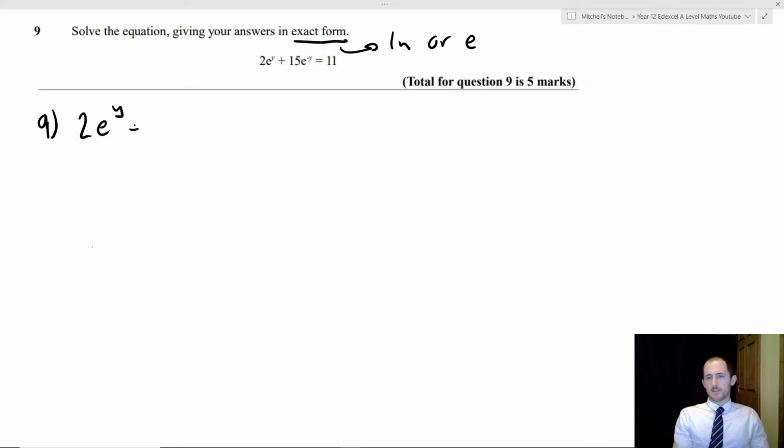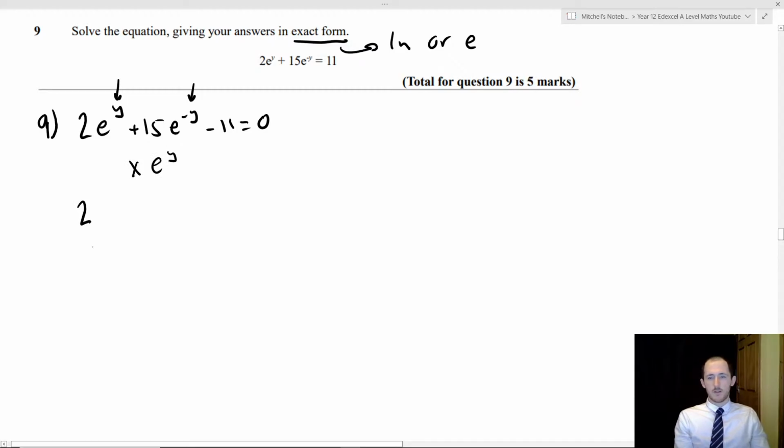2e^y. Let's move everything to one side first of all. Now this kind of reminds me of a quadratic equation. The only problem is this isn't squared and this isn't to a normal power. So what we're going to do is multiply through by e to the y. So that gives me 2 e to the 2y, and that's going to give me 15, because e to the minus y times e to the y will give me e to the 0, which is 1. Minus 11 e to the y.